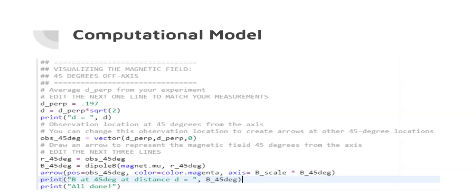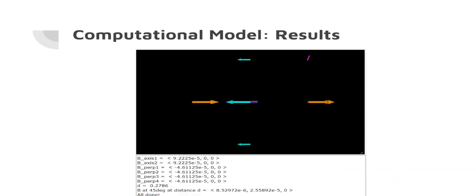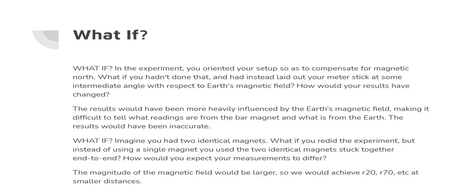And for this bit of code, we do pretty much the same thing, but for our 45-degree angle. So we had to put in dperp from our experimental measurements, and then we visualize an arrow for our 45-degree measurement. And so these are the results that we got. We can see the orange arrows are on-axis magnetic fields, while our cyan arrows are our perpendicular magnetic fields, and then the magenta arrow is our 45-degree angle magnetic field. And we can see all of the values of the magnetic fields are given at the bottom.